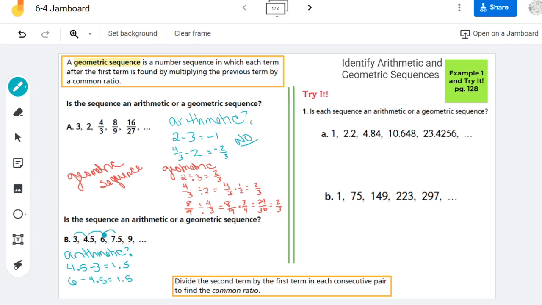I'm going to check a third just to make sure I'm not crazy. 7.5 minus 6, that's also 1.5. So that means that this is an arithmetic sequence. And again, it's arithmetic because of that common difference.